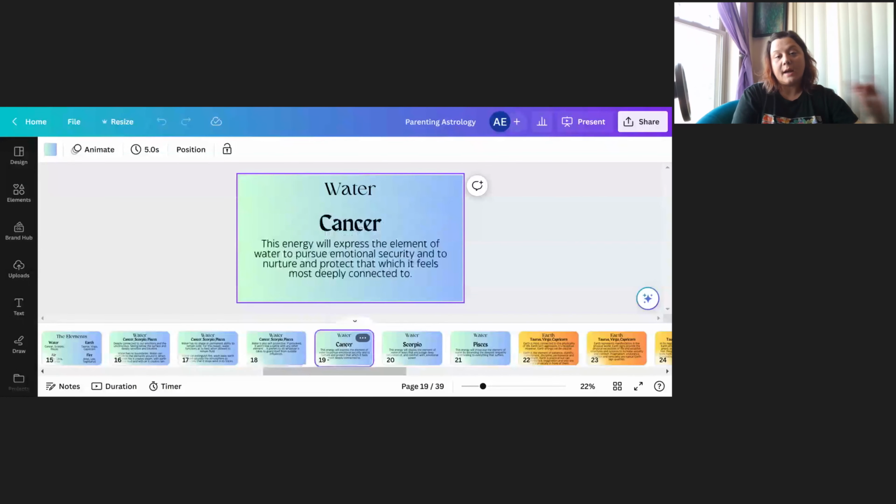All right, now we're going to go sign by sign with water. We have Cancer. This energy will express the element of water to pursue emotional security and nurture and protect that which it feels most deeply connected to. So I would connect this to Mama Bear energy. So depending on where you have Cancer in your chart, if you do have Cancer in your chart, you are going to probably feel that nurturing, protective part of yourself toward our children or those we love.